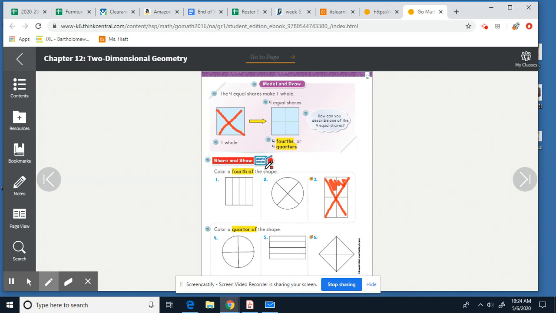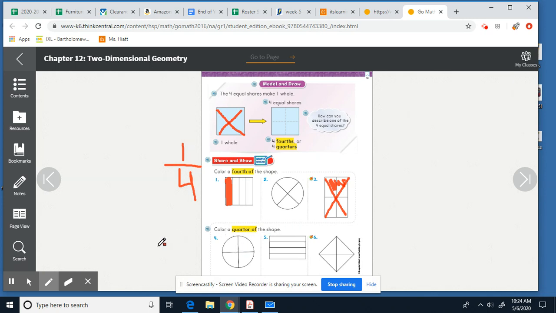Okay, so this says color a fourth of the shape, fourth, and we know we write 1/4 like this, 1/4. Because when we're coloring a fourth, we're going to color in 1. That's how many pieces are colored in, which is on top. So 1 piece out of how many pieces altogether? 1, 2, 3, 4. 1/4 would be 1/4. Okay? You can also call it a quarter.